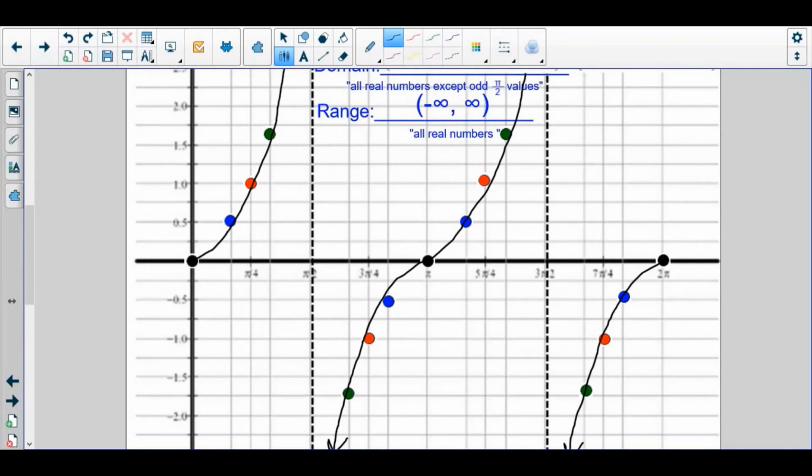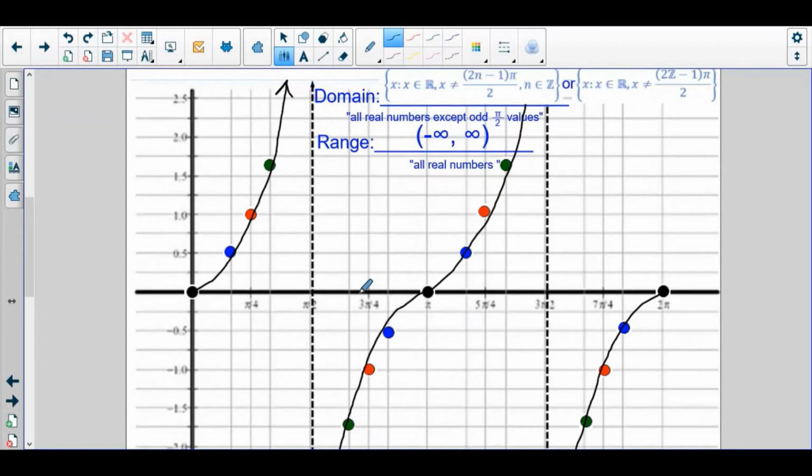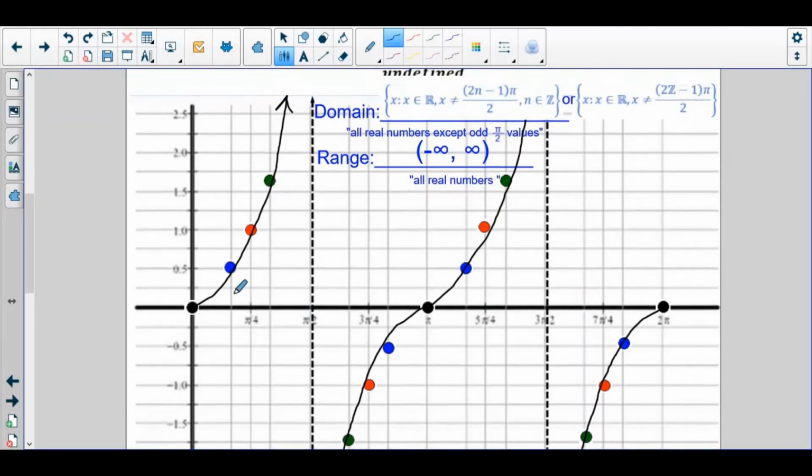The range, fairly simple, negative infinity to infinity. It looks kind of weird. It does have these asymptotes, but that does not affect the range. But when you talk about the domain, first thing I want you to notice is that the graph does keep going. So it does go this way, and it does go this way due to the coterminal and negative rotational angles from the unit circle.